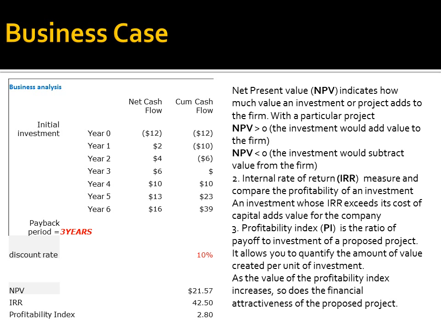The internal rate of return is the interest rate at which the net present value of all the cash flows should equal 0. Here, the discounted rate should equal 42.5%, and there is a profitability index of 2.80.